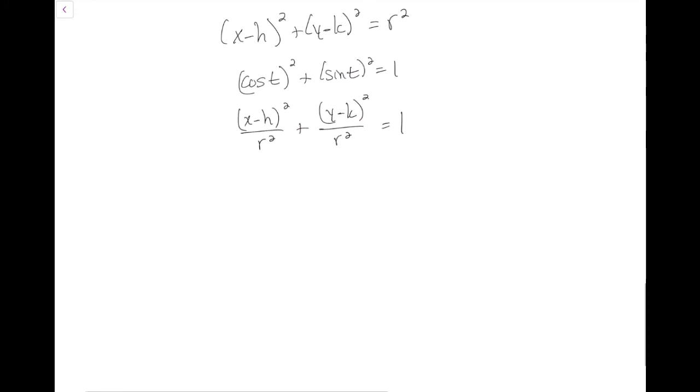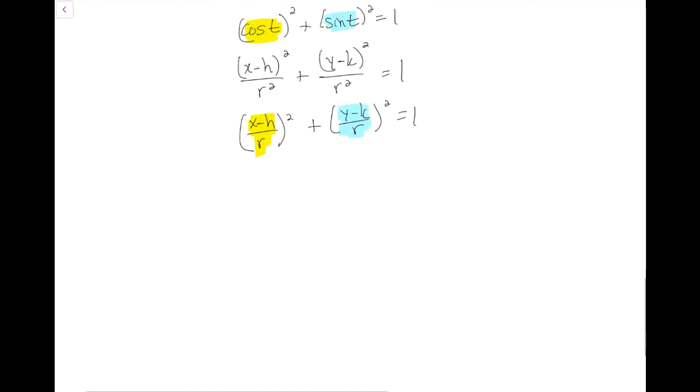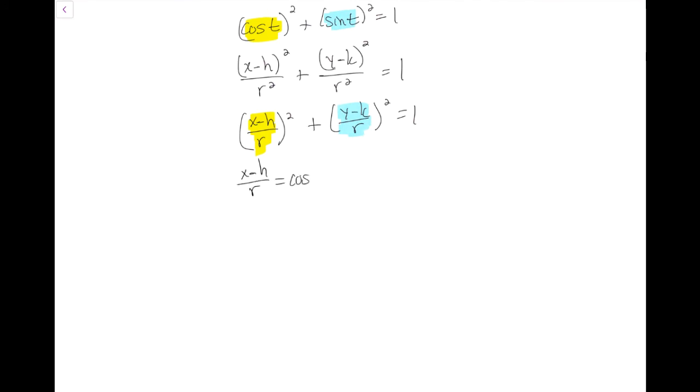Then I'm going to take one more step and write this as (x minus h over r) quantity squared plus (y minus k over r) quantity squared equals 1. So now I can connect to the sine and cosine identity. What's in the parentheses, the cosine, has to equal x minus h over r, and the sine has to equal y minus k over r in order for us to get that parametric form. So x minus h over r equals cosine t, and y minus k over r equals sine t.